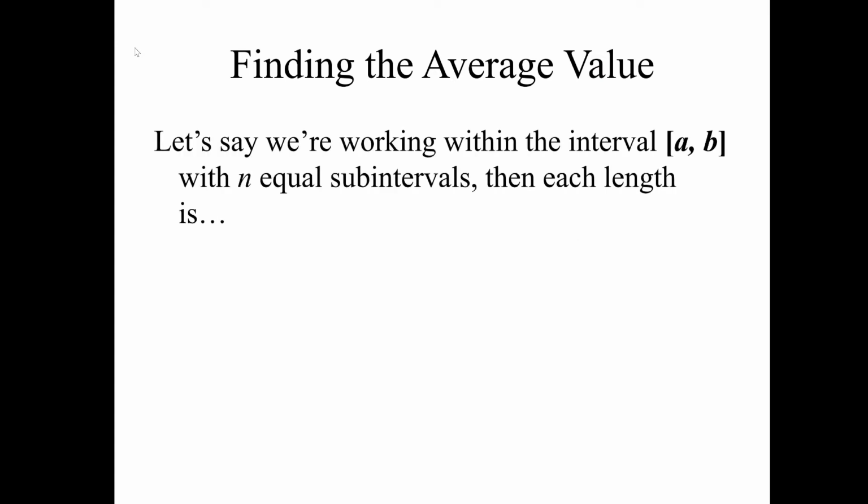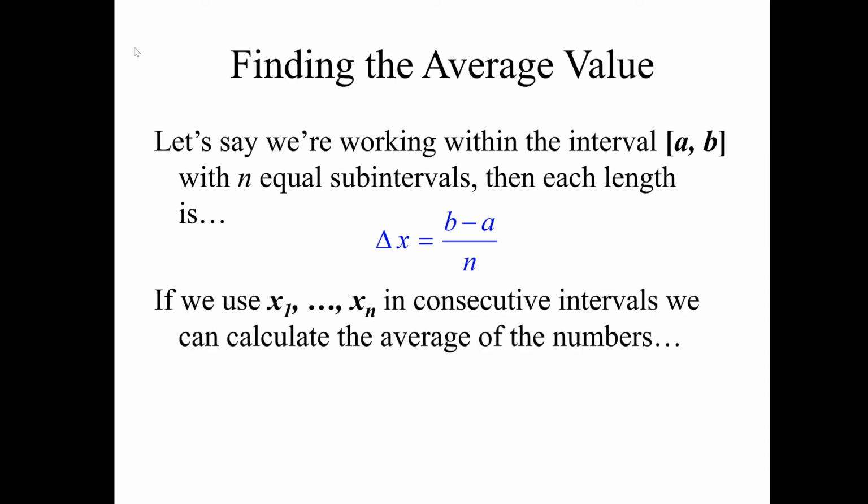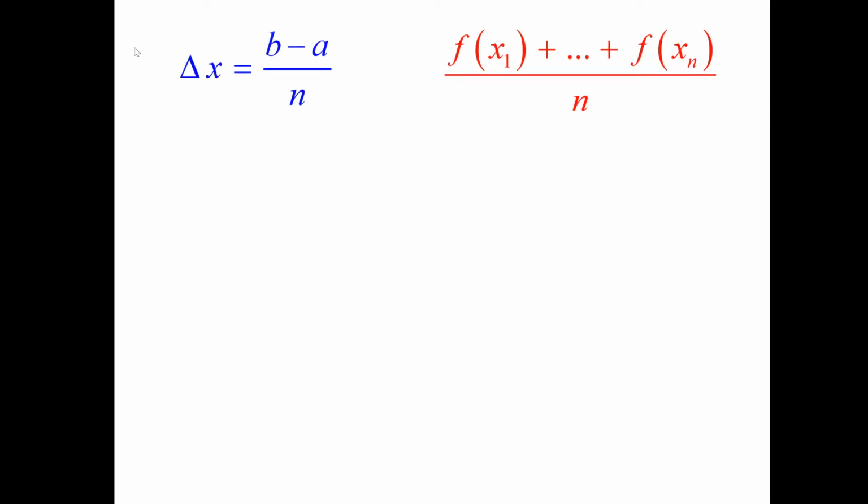Finding the average value: let's say we are working with the interval from a to b with n equal subintervals. Then each length, delta x, is b minus a divided by n. We try to do it with x1, x2, x3, all the way to x sub n. In consecutive intervals, we can calculate the average of the numbers: f of x1 plus f of x2 plus f of x3, and so on, divided by n. Let's say we have that kind of structure.